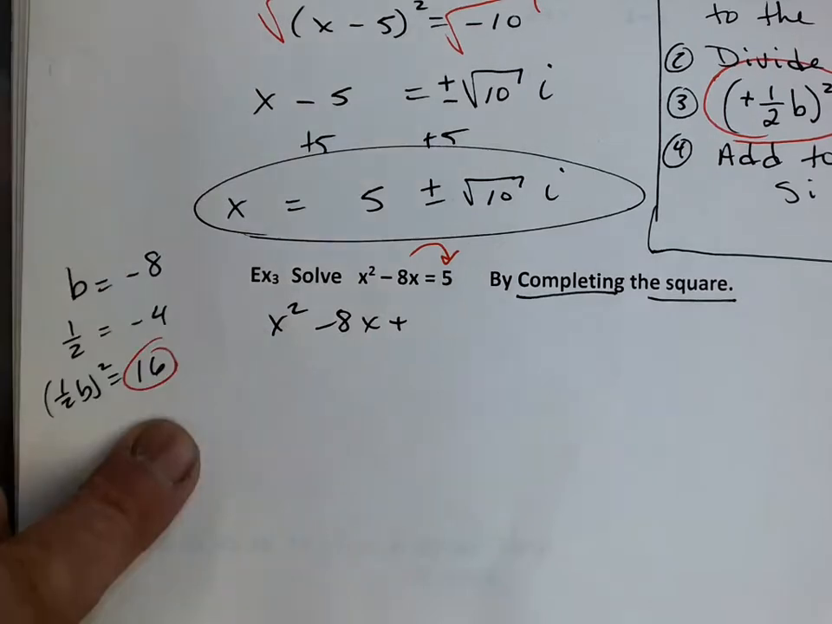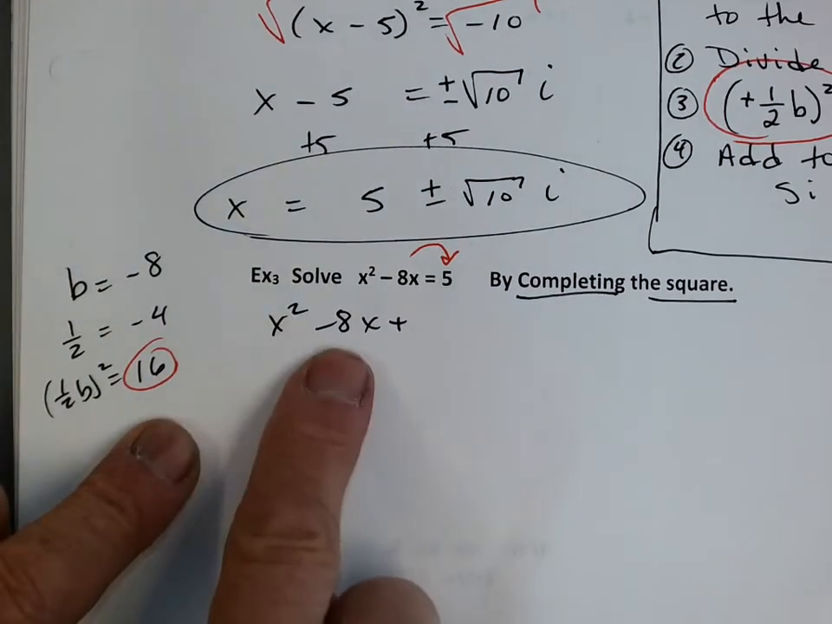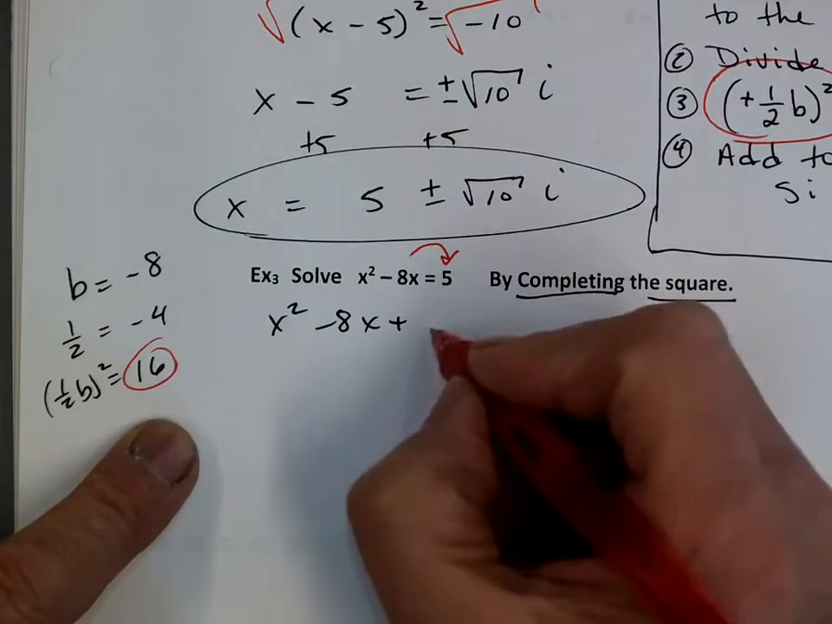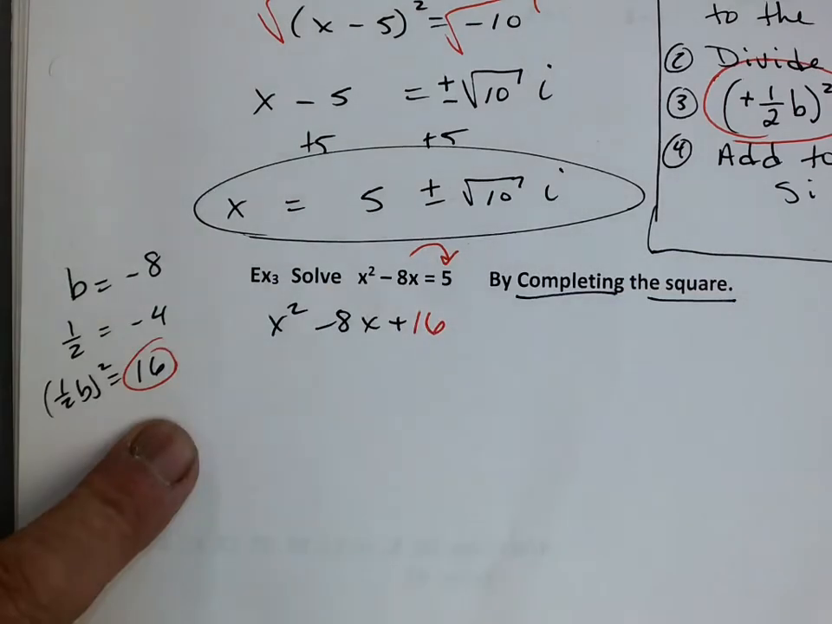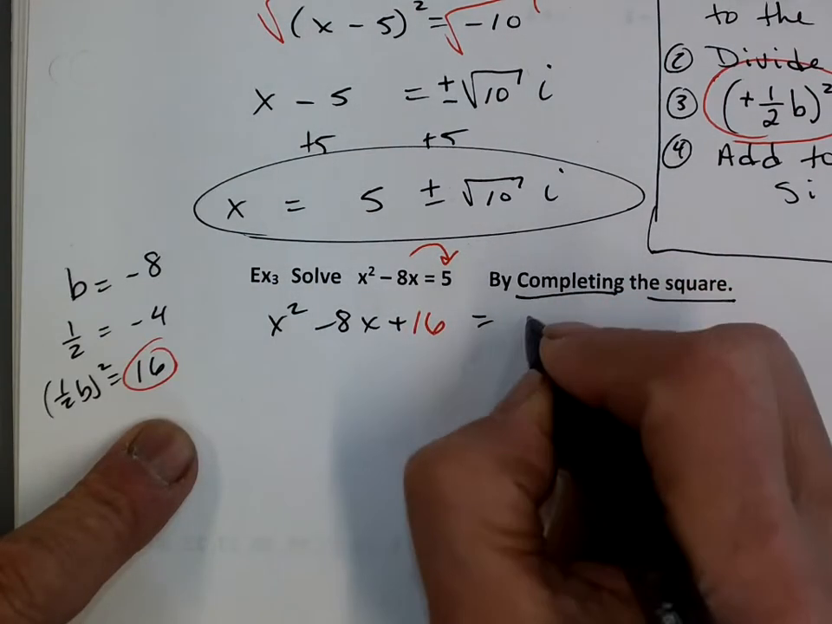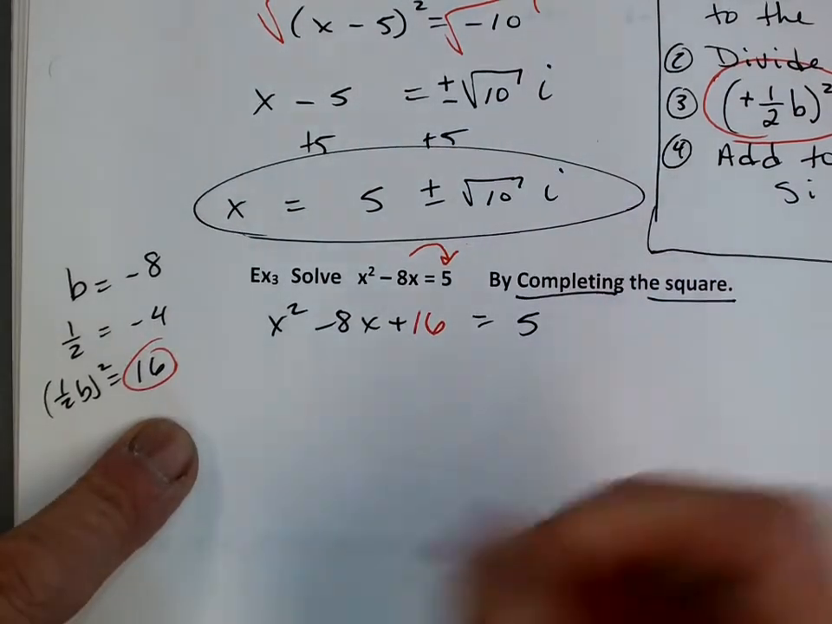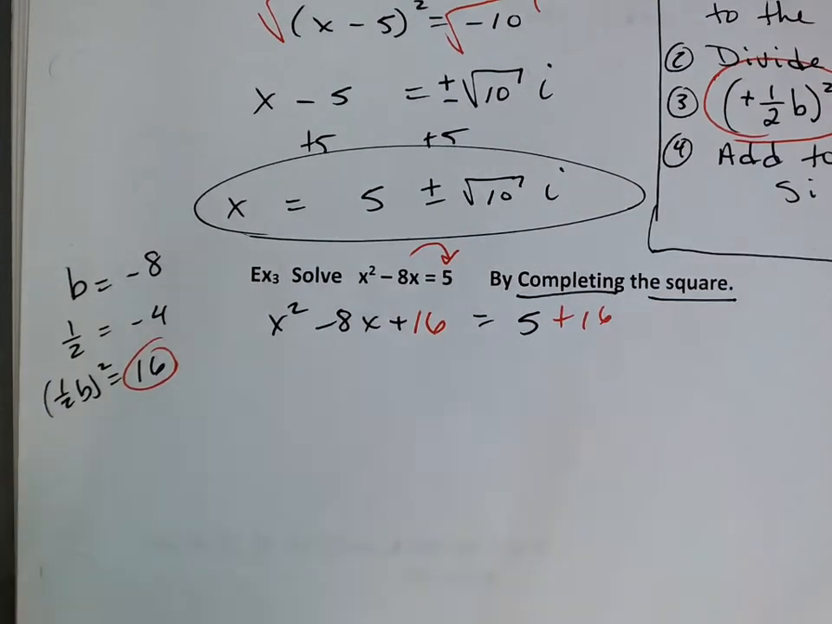x squared minus 8x plus 16 equals 5 plus 16. And I'm going to stop and let you get caught up so you know what I've done, okay?